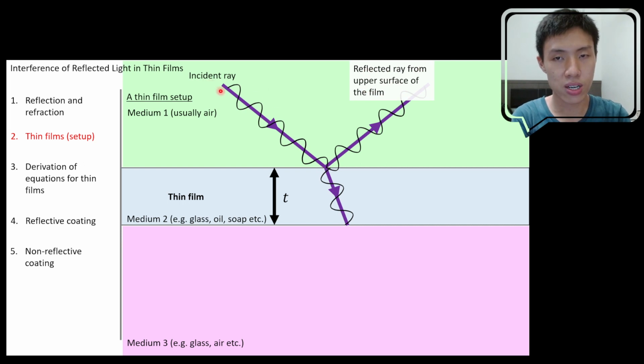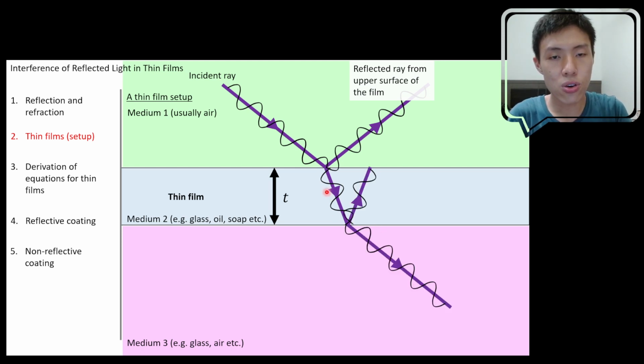So here you have your reflected ray from the upper surface of the film. So this is what comes down then gets reflected off the upper surface of the film. At the same time, there's also some amount of light that transmits through this boundary, entering medium 2, entering the thin film. Okay, so this is what happened. They happen at the same time. Sometimes you have more reflection, sometimes you have more refraction. It depends on what type of media it is.